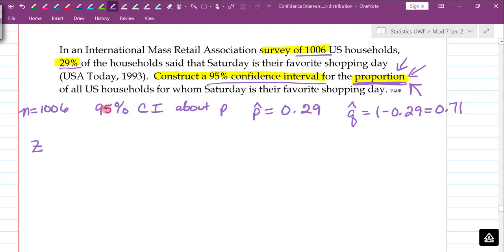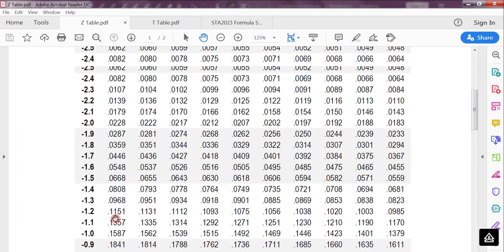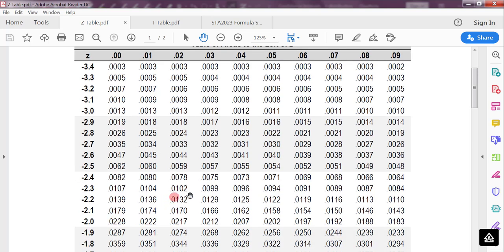My alpha, if my confidence coefficient is equal to 0.95, that tells me my alpha is equal to 0.05. Half of alpha is 0.025. And I need to find Z at alpha half, 0.025, looking under the curve in my tables here. I'm going to look for 0.025. Right here. Okay, so it's negative 1.96.